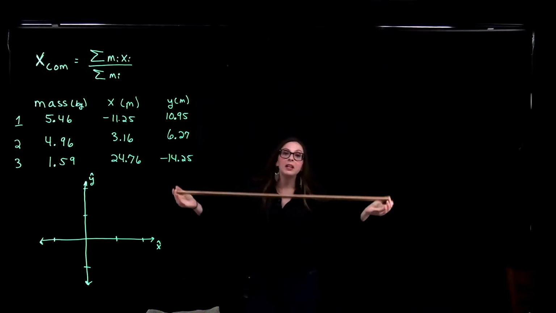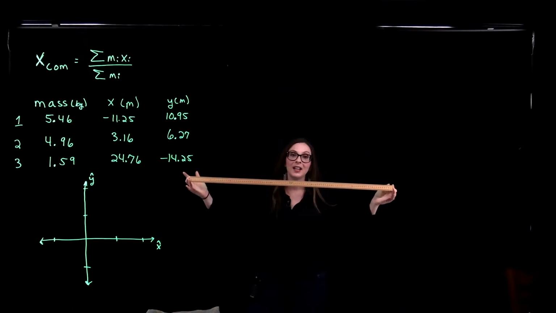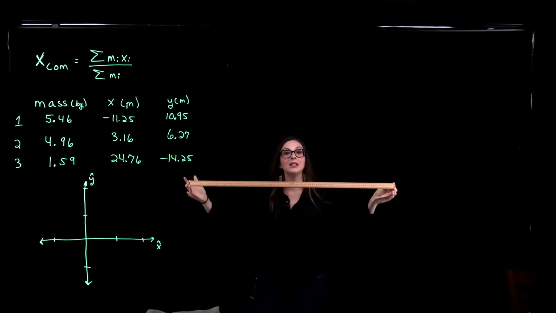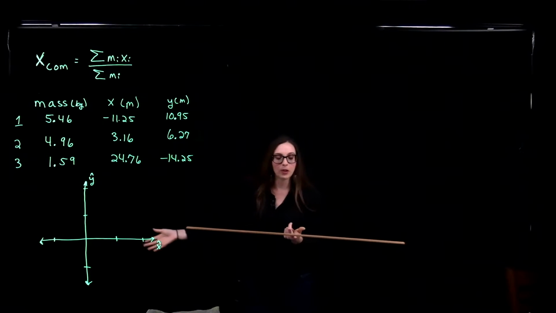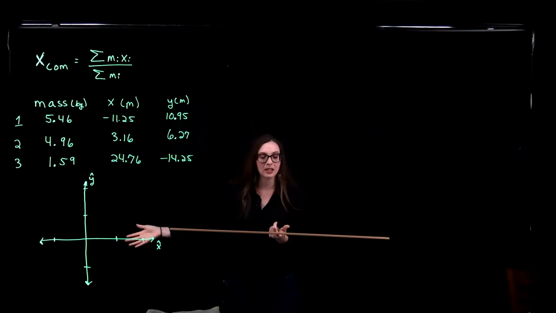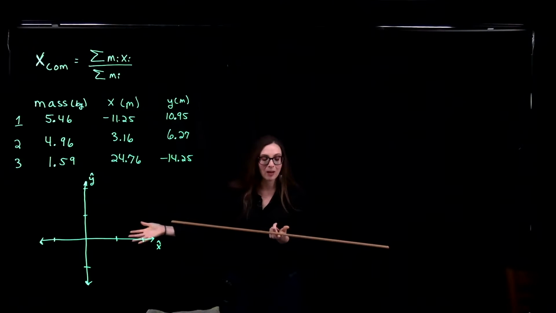So here I have my meter stick. I can figure out where the center of mass of this meter stick is by holding it on my finger and finding the place where it balances. The meter stick is 100 centimeters. It's interesting though that this meter stick doesn't balance exactly at half its length, 50 centimeters. It actually balances a little bit off from that, at about 50.5 centimeters.